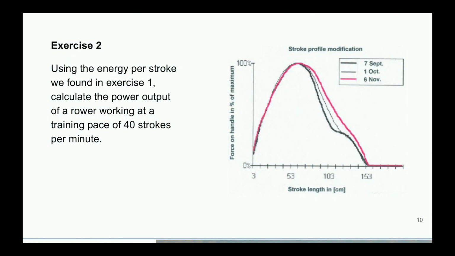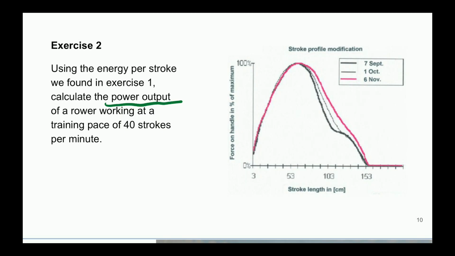Exercise 2 coming up is going to be the first of a few more exercises I'm going to present to you, but I'm not going to give you the answers in this video. I want you to think them through and see if you can work them out. Okay, so exercise 2 is, if you know the energy per stroke, calculate the power output.